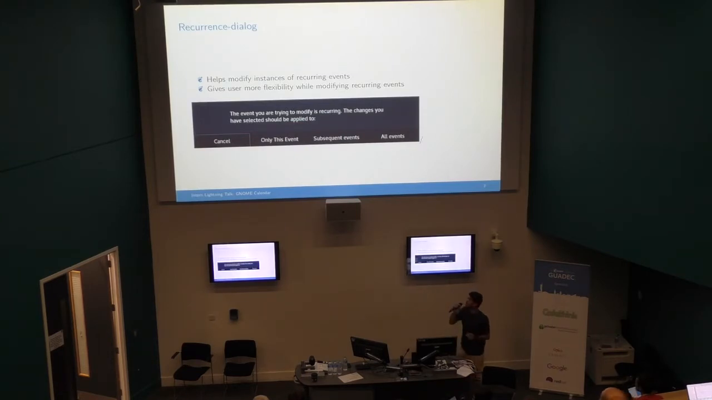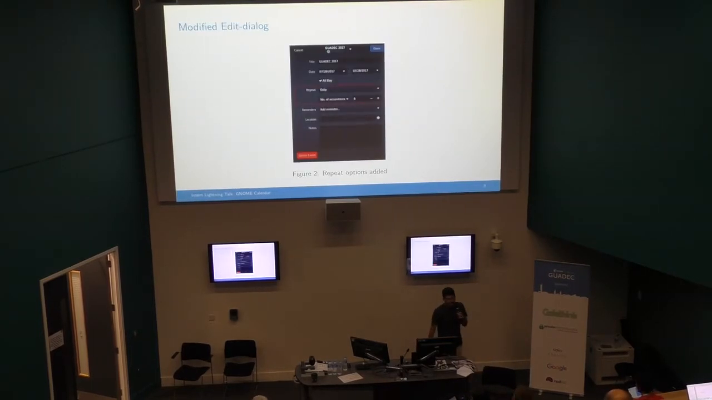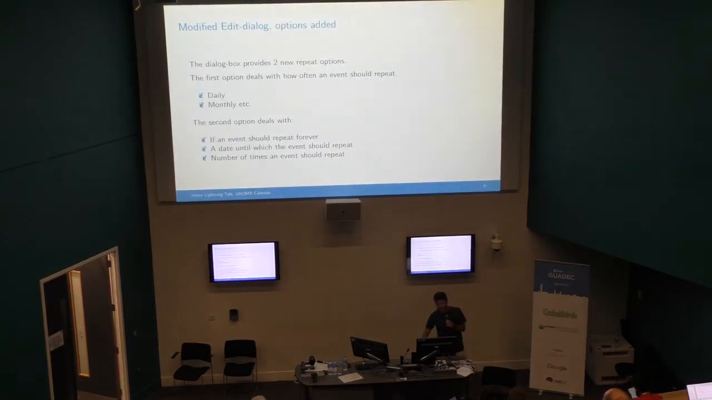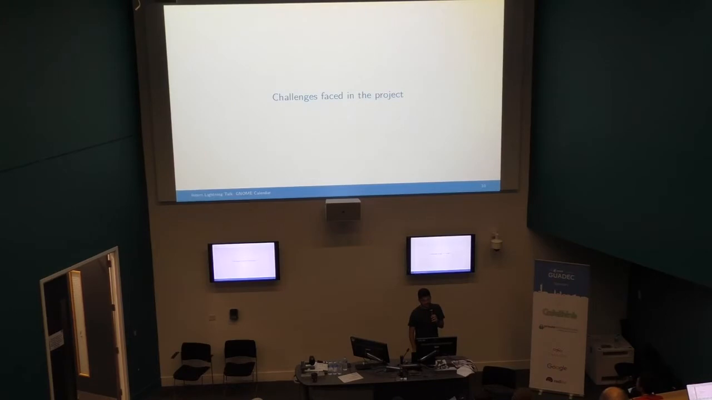Then we had the recurrence dialog. When you are editing a recurring event, it would ask you the target of these changes. You can make the changes to only this event, the subsequent events, or all events. And then I modified the edit dialog and added repeat options. The first option deals with how often an event should repeat, like daily, monthly, etc. And the second option deals with whether an event should repeat forever, until a date, or a number of times.